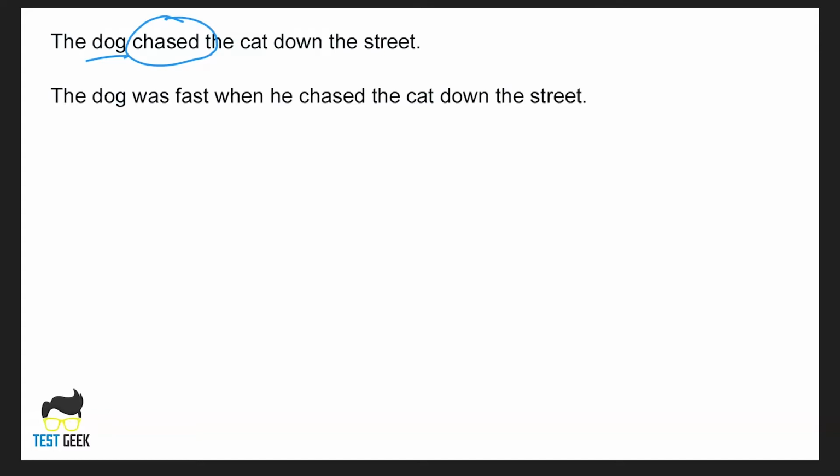But what if we say the dog was fast when he chased the cat down the street? Well, in this case, it's was. Was is our helping verb. This is not necessarily an action. It's kind of saying that this person is something. It's their attribute. It's who they are. It's what they are, or it's what they were. And so in this case, we have a helping verb in this sentence, and we want to be able to quickly identify verbs regardless of if they're action verbs or helping verbs. Because on the test, this is going to quickly help us be able to tell if we have subject-verb agreement.